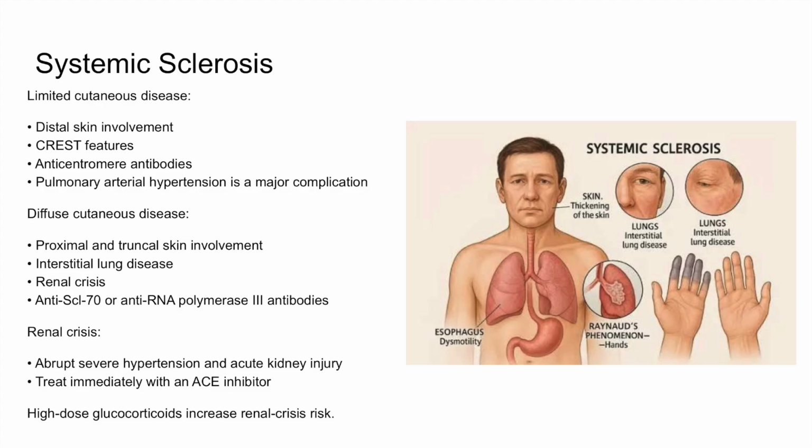Anti-SCL70 is associated with diffuse disease and interstitial lung disease, while anti-RNA polymerase III is associated with renal crisis. Renal crisis presents with abrupt severe hypertension and acute kidney injury and requires immediate ACE inhibitor treatment. High-dose glucocorticoids can increase this risk.